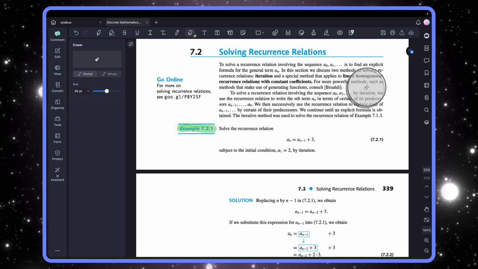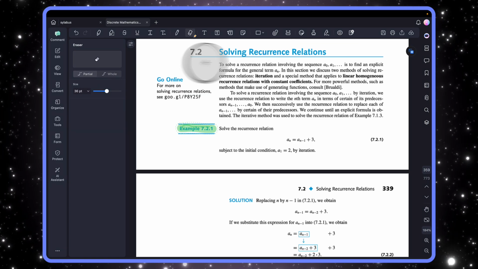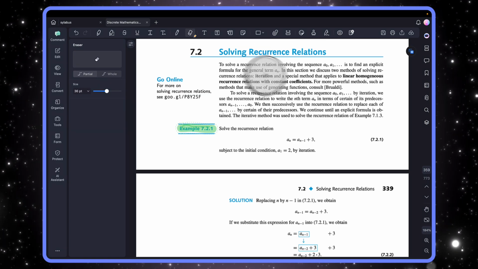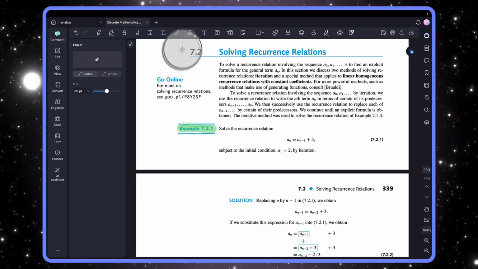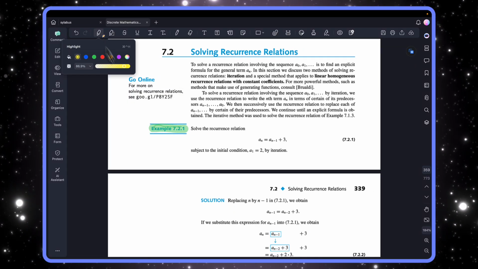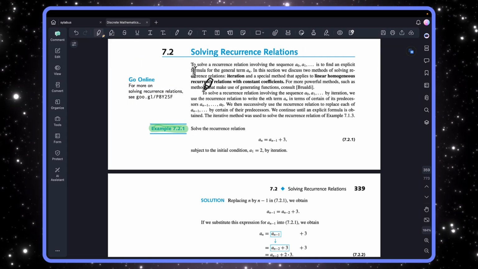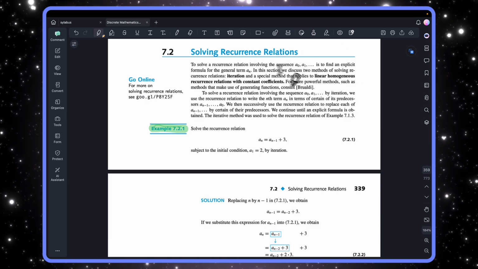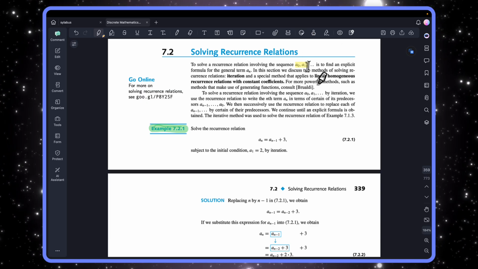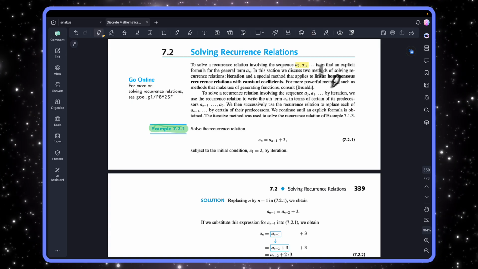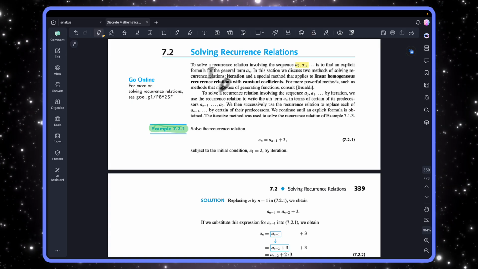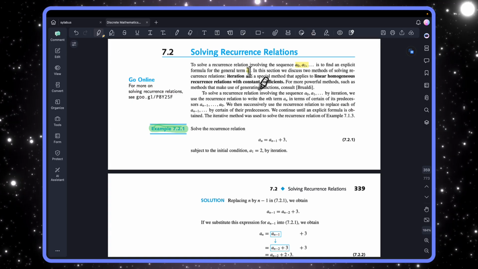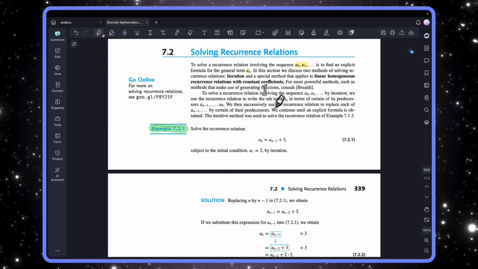So, all right, let's take a look at section 7.2, solving recurrence relations. So the idea here is that we want to actually solve it. So what does that mean? To solve a recurrence relation involving the sequence is to find an explicit formula for the general term a sub n. All right, so that's our goal.